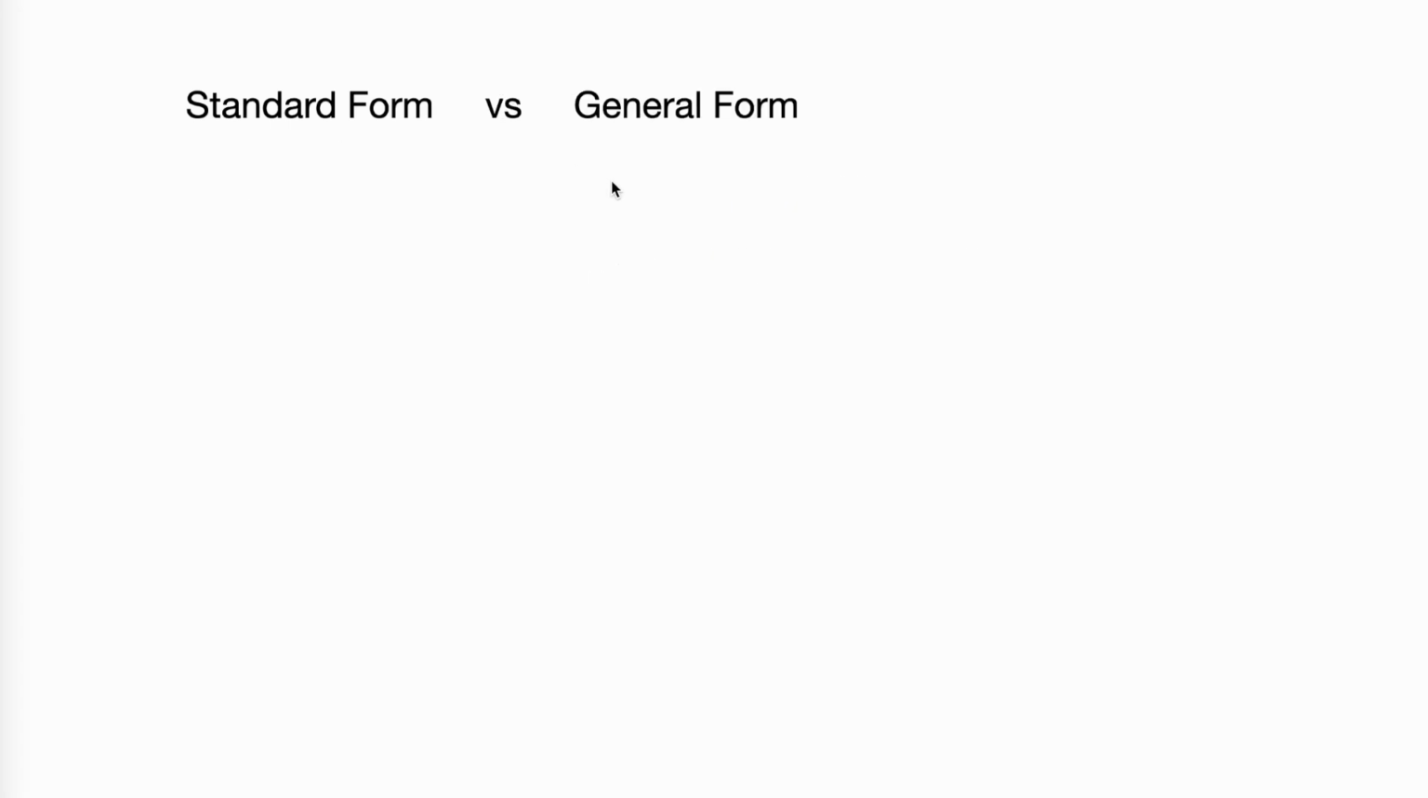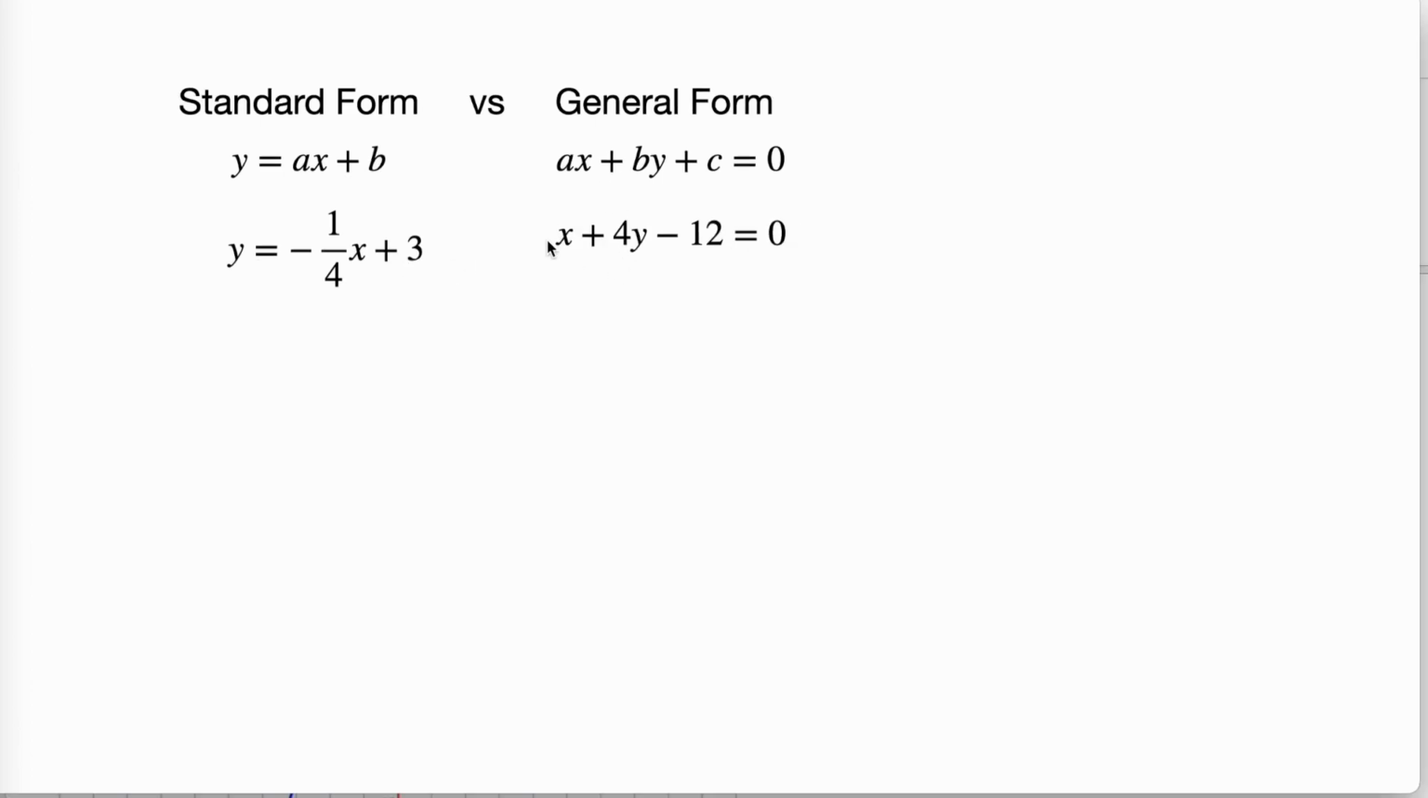Standard form versus general form. Standard form is y is equal to ax plus b. The general form is ax plus by plus c. Now, this b is not the same as that b. This a is not the same as that a. This is an equation, y is equal to negative 1/4 x plus 3. This is the same equation in general form. The a would be 1, the b would be 4, and the c would be negative 12.